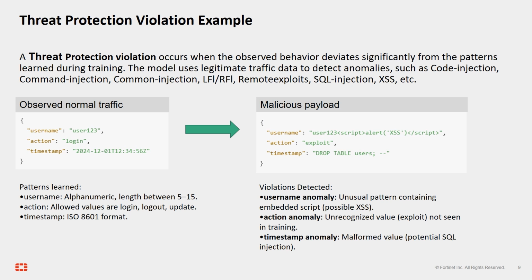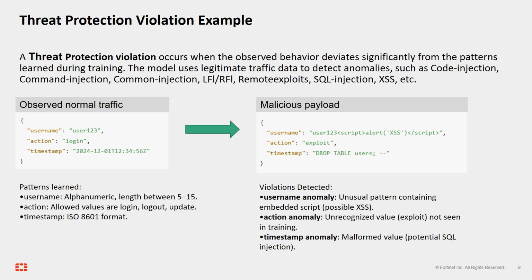Here's an example of a threat protection violation. First, let's look at the normal traffic patterns the model learns. The username is alphanumeric between 5 to 15 characters. The action is one of these allowed values: login, logout, or update. The timestamp is an ISO 8601 format.